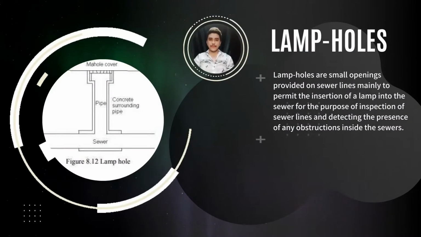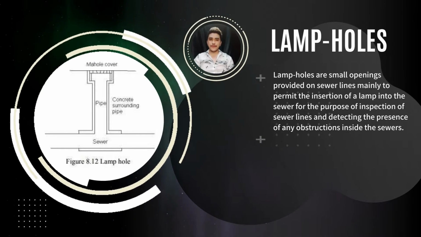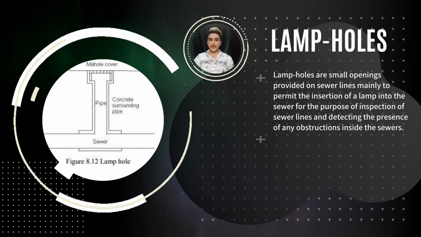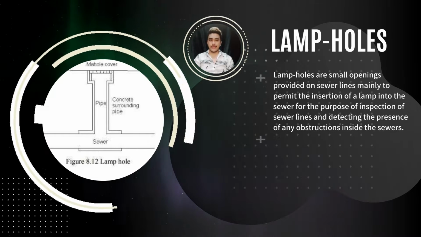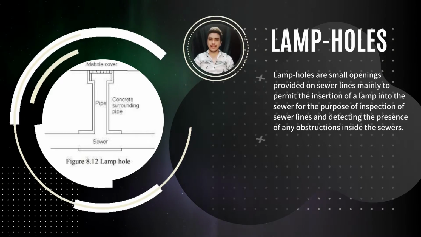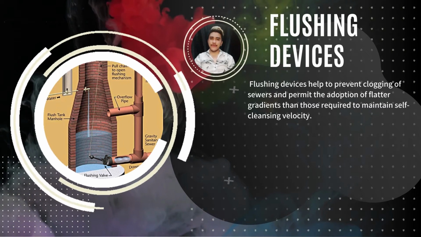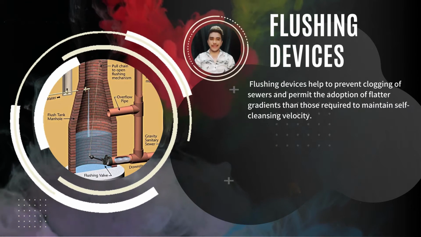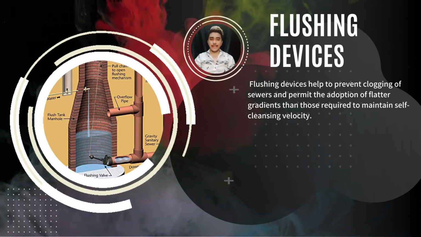Lamp holes. Lamp holes are small openings provided on sewer lines mainly to permit the insertion of a lamp into the sewer for the purpose of inspection of sewer lines and detecting the presence of any obstructions inside the sewers. Flushing devices. Flushing devices help to prevent clogging of sewers and permit the adoption of flatter gradients than those required to maintain self-cleansing velocity.